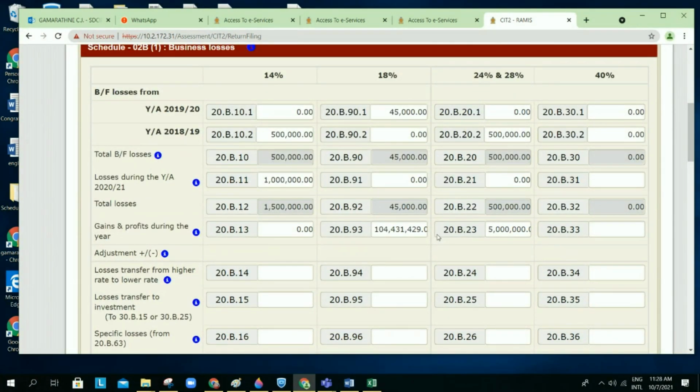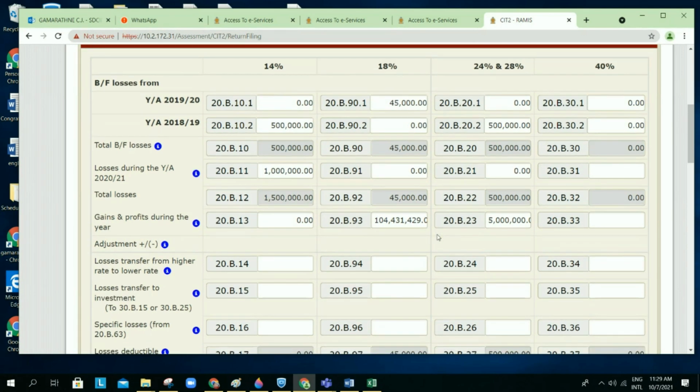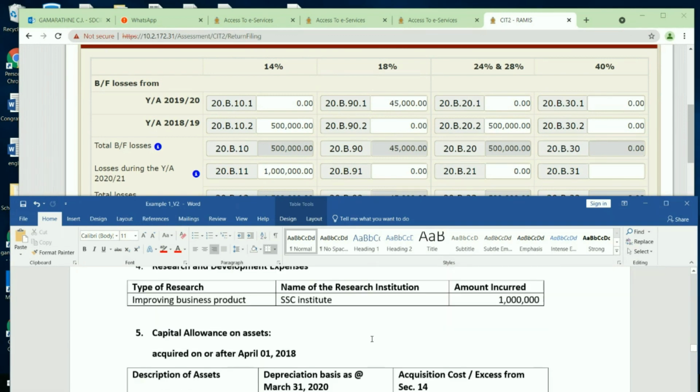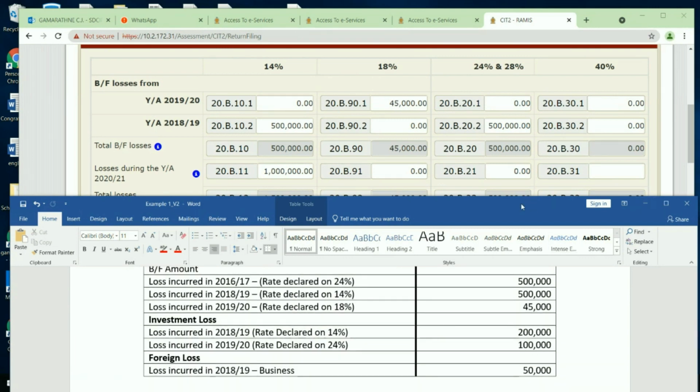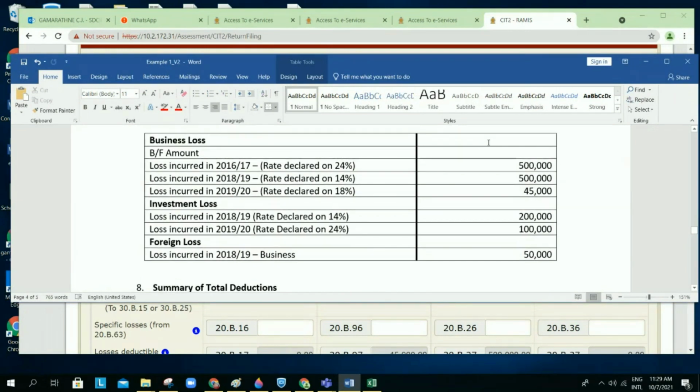Okay, then as per our example, we provide the losses. Then brought forward business losses. Loss incurred in 2016-17 related to the declared 24%, and loss incurred in 18-19 related to 14%, and also the brought forward losses available from 19-20 under the 18% tax rate.